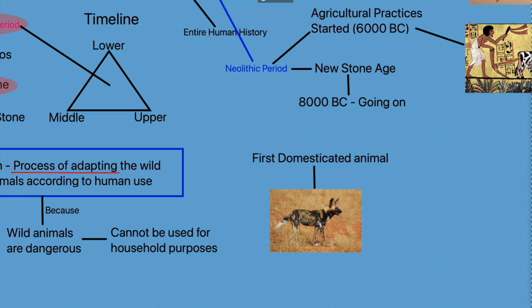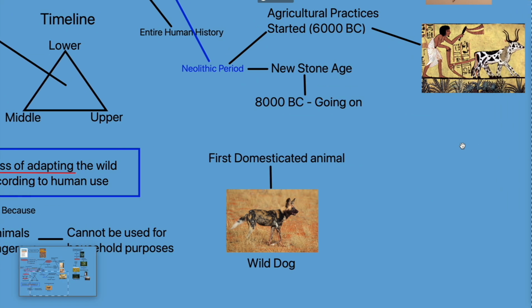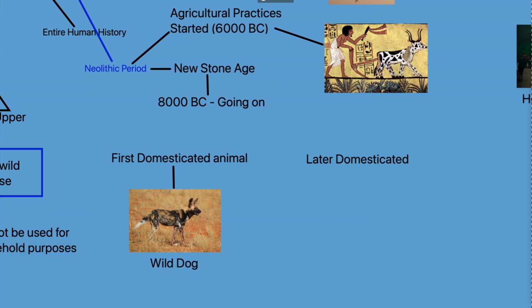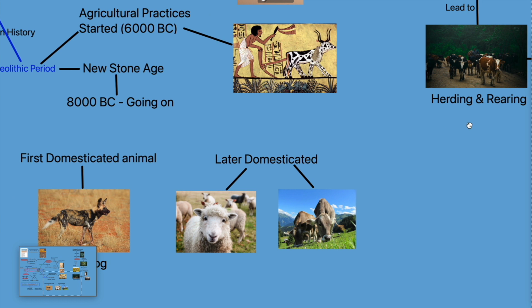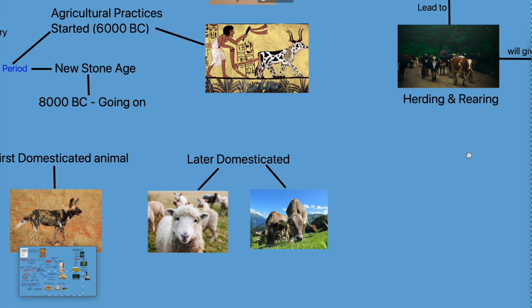But as it was not easy to tame it, he moved on to try this with more gentle animals like sheep, goat, and cattle. And this is how, over a period of time, he became a herder and protected domestic animals from wild ones.